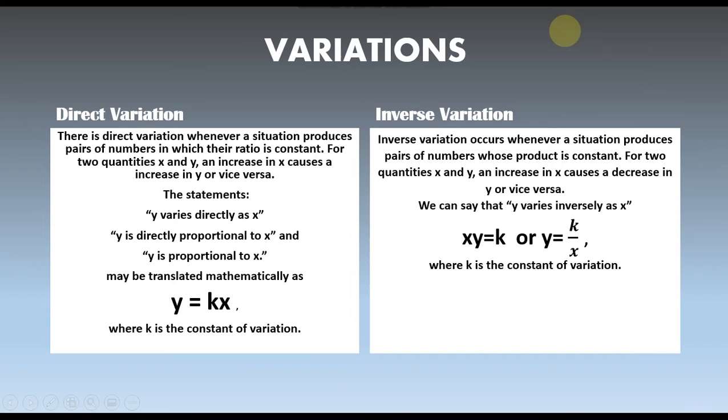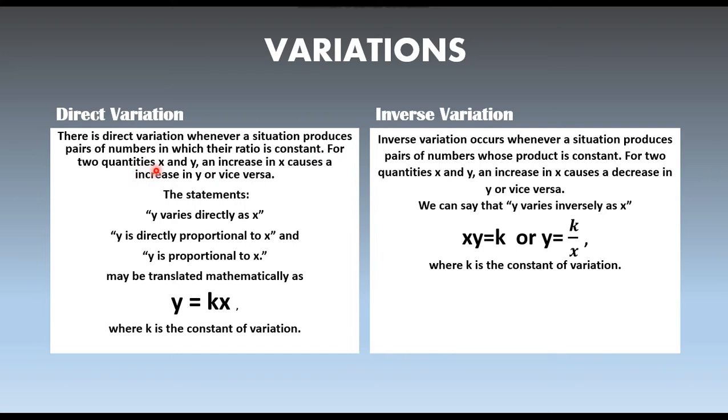Hi everyone. Now we're going to discuss variations, and of course we have four types of variations. We're going to deal with direct variation and inverse variation first. For direct variation, there is direct variation whenever a situation produces pairs of numbers in which the ratio is constant.